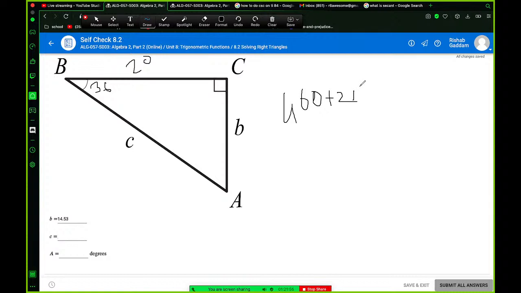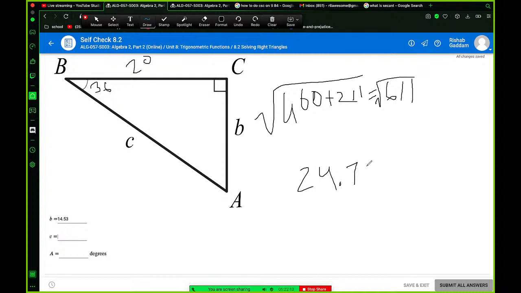So I'm just gonna do that, and then you get 611 and square root that, and that gives you 24.72. Okay, 24.72.